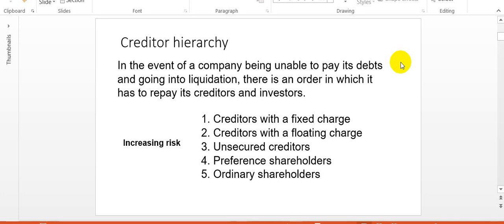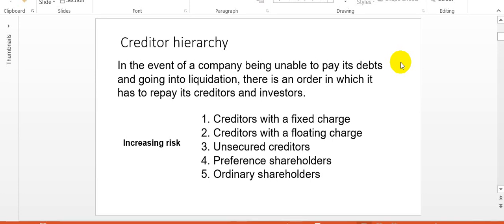So, because of this risk, we have a theory, the pecking order theory, which gives us the creditor hierarchy. In the creditor hierarchy, this guides in the event of a company being unable to pay its debts or a company going into liquidation. The pecking order theory gives an order in which a company should repay its creditors and investors.